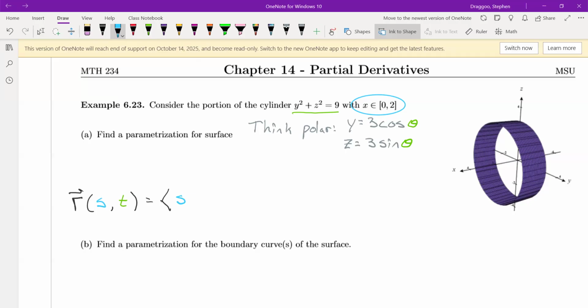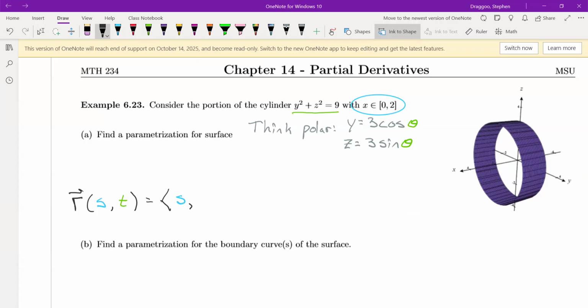I'm just going to use s for x. If I have a cylinder, that usually means that one of my variables isn't present in the x, y, and z equation that we have for the surface. Oftentimes, that missing variable is just going to get its own parameter and it won't interact with anything else, which is kind of the design of cylinders. So s for x, because what else am I going to use?